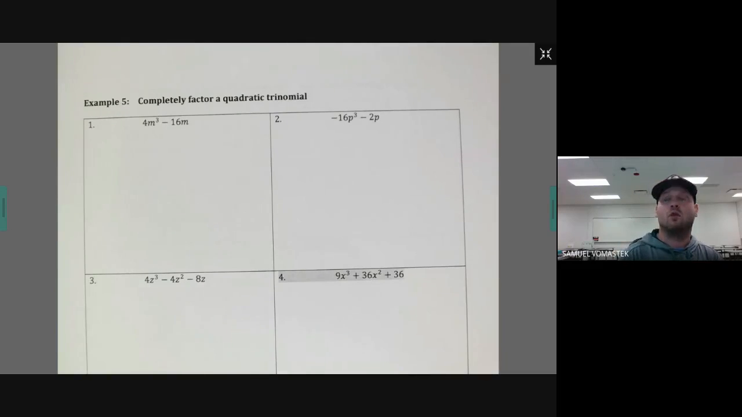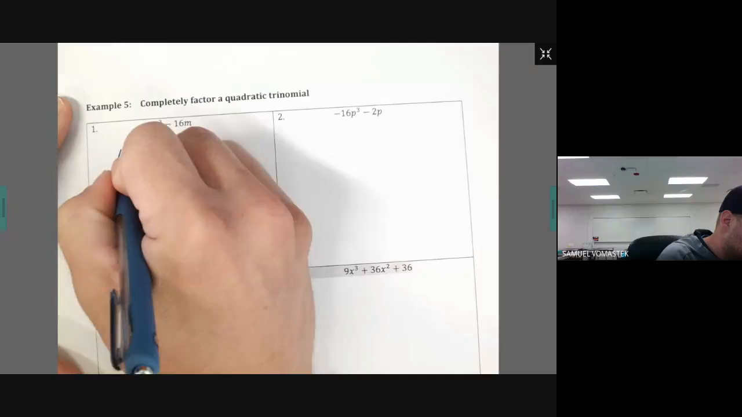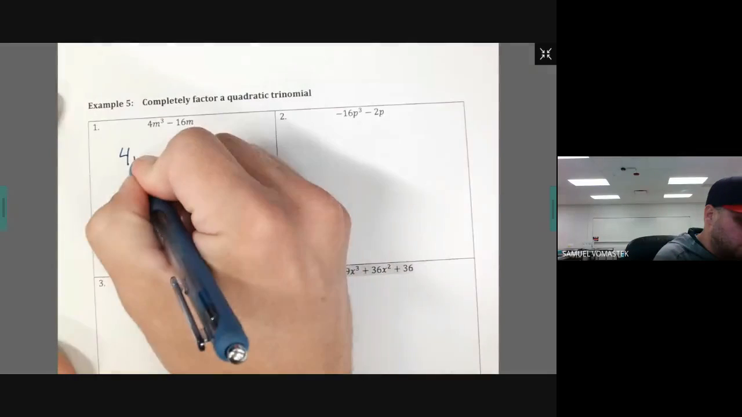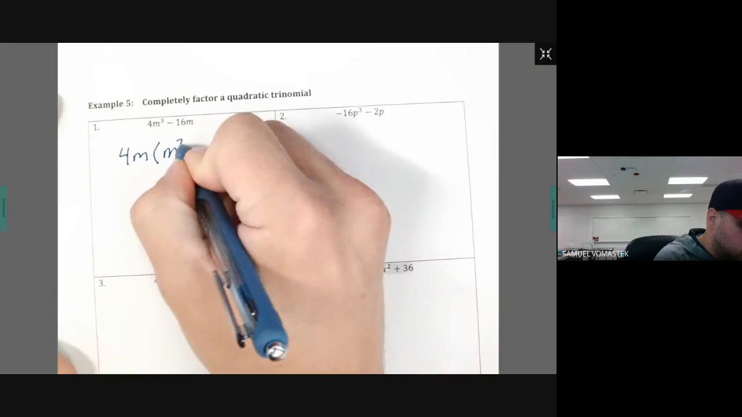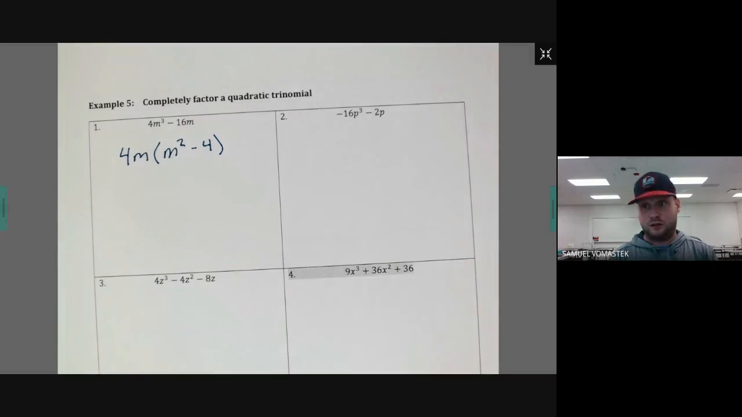So looking at example 1, we have a GCF. We have a common factor. 4 and 16 have 4 in common. Then I have m cubed and m. I can go ahead and pull an m out front. When I do that, I'm going to be left with m squared minus 4. Okay, so that's a good first step.